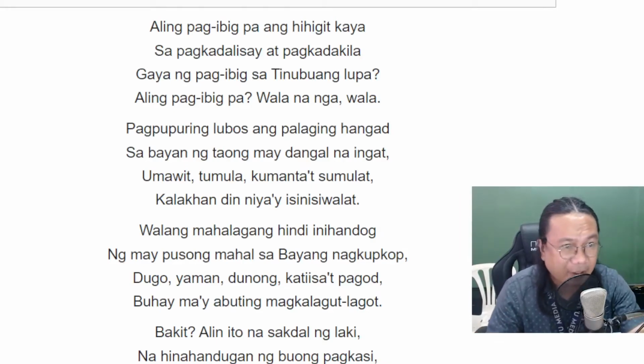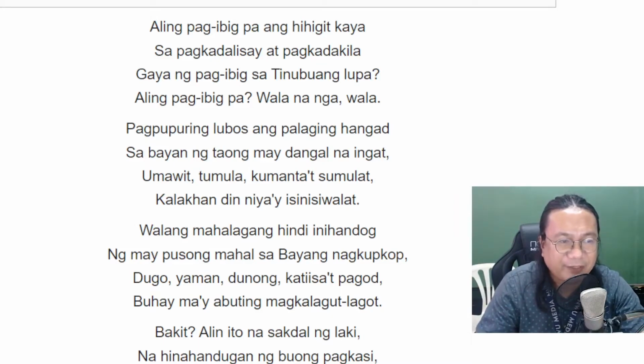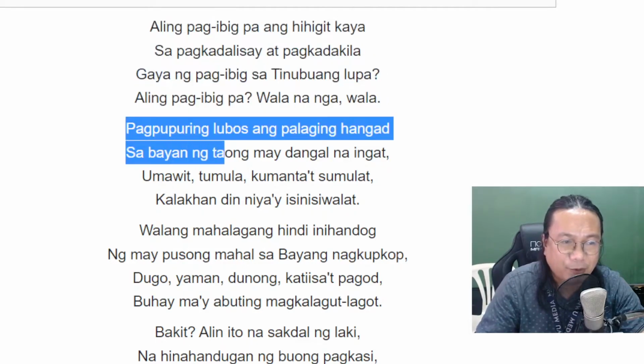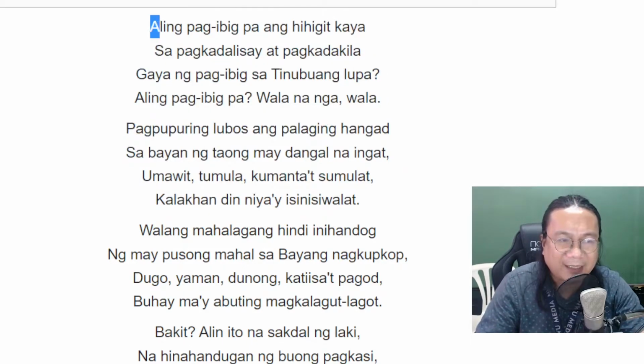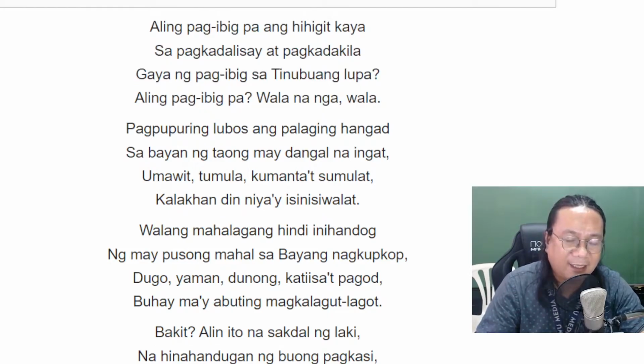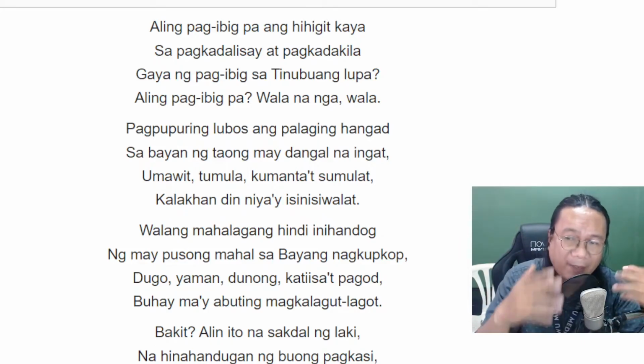Okay, our example is the poem of Andres Bonifacio. Let's try to analyze it. Alamin natin kung ito ba ay ilang foot ba sa isang line. As you can obviously see right now, each verse is composed of 4 lines. Now, bibilangin natin kung ilang foot ang per line sa tula ni Andres Bonifacio. But first, let me read it for you. This is Pag-ibig sa Tinubuang Lupa by Andres Bonifacio.